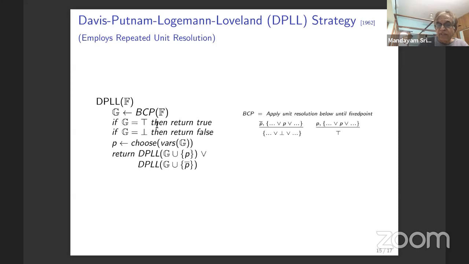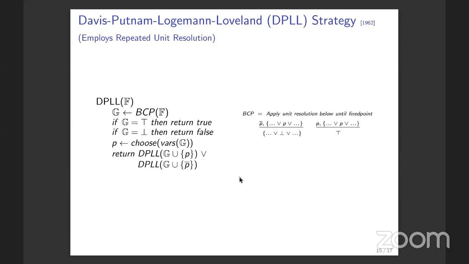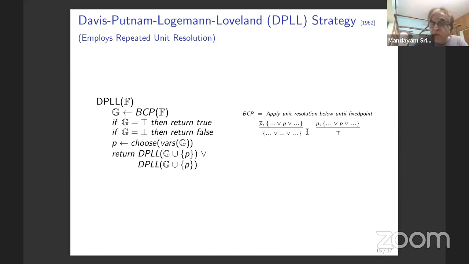In the first phase, you're just propagating existing unit clauses through the formula. After you're done with it, if there is still no definitive answer, then you choose a variable. What exactly is BCP doing? BCP is applying these two rules repeatedly.